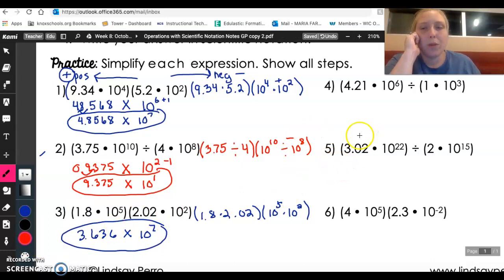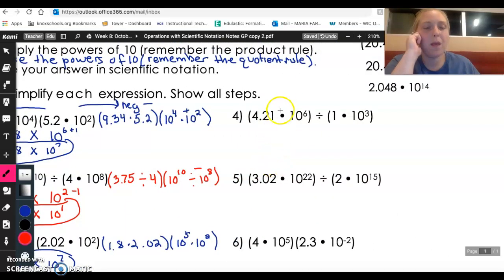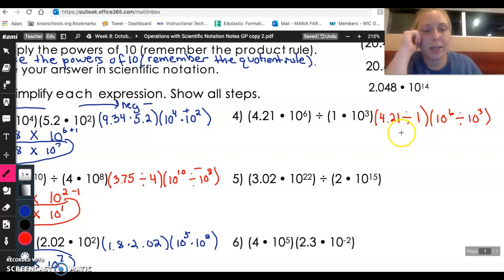I'm going to do one more with you guys, and then you are going to be responsible for numbers 5 and number 6. This is a division problem, but the step starts out the same. We're going to separate our constants and our powers of 10. So we're going to have 4.21 being divided by 1. That's the very first part. And then we're going to take care of our powers of 10, which is going to be 10 to the 6th divided by 10 to the 3rd. We shouldn't need a calculator for this.